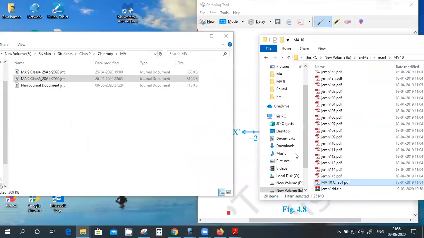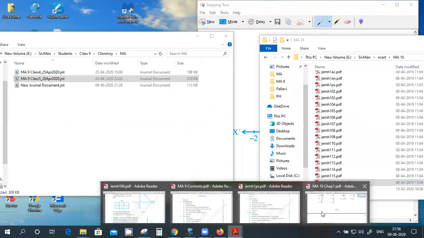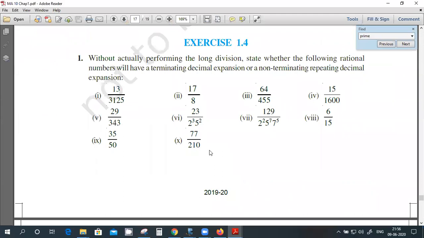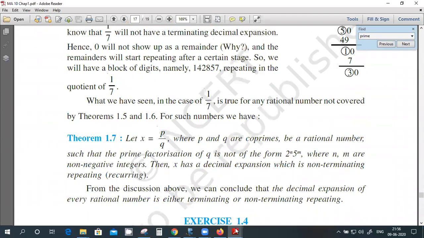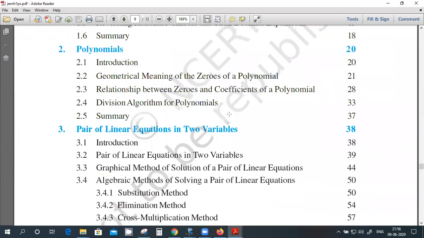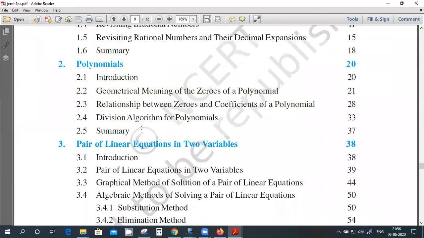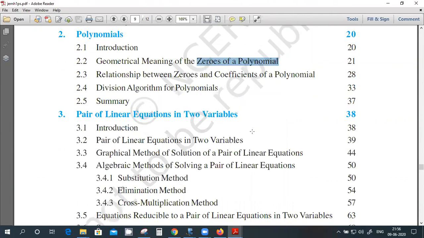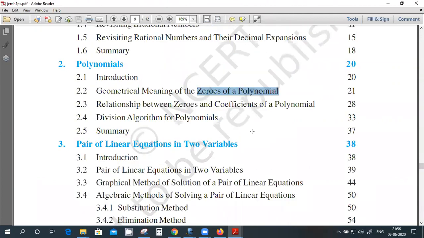So tomorrow we'll start with polynomials of this class 10. Okay, so we'll meet tomorrow at 9 o'clock. Today I thought I'd do class 9 topics, but class 9 is already done.